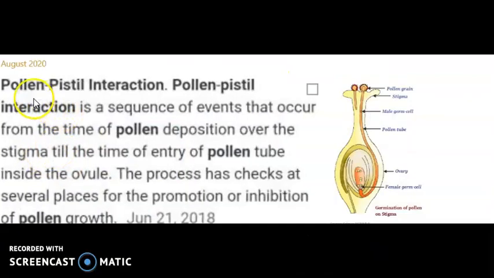Now here we see what is meant by pollen-pistil interaction. Pollen-pistil interaction is a sequence of all events that occur from the time of pollen grain deposition over the stigma till the time of entry of pollen tube inside the ovule.